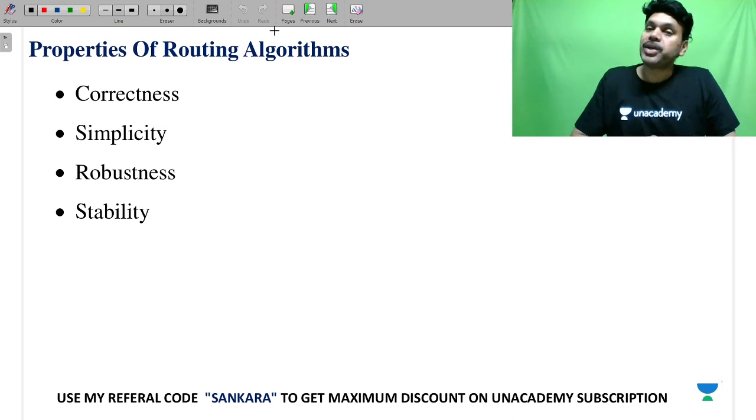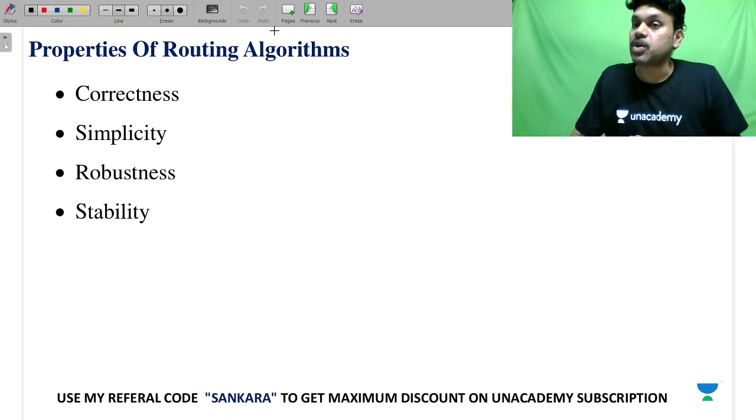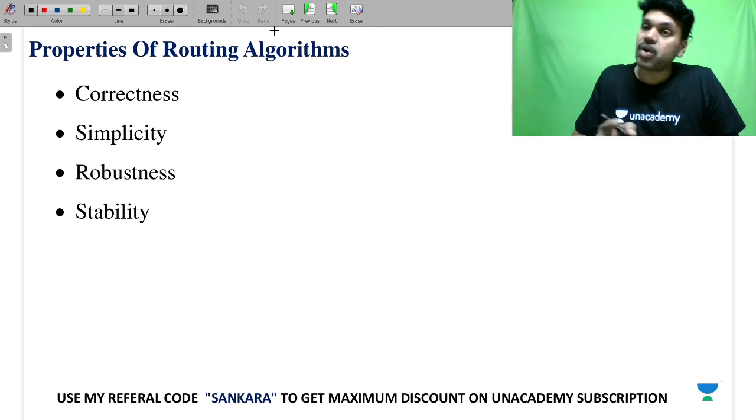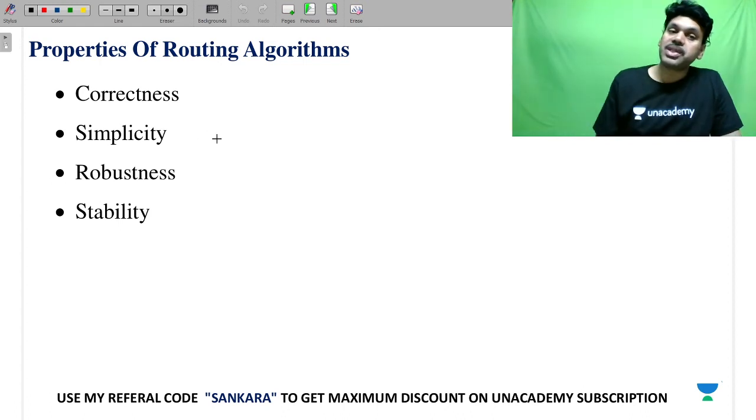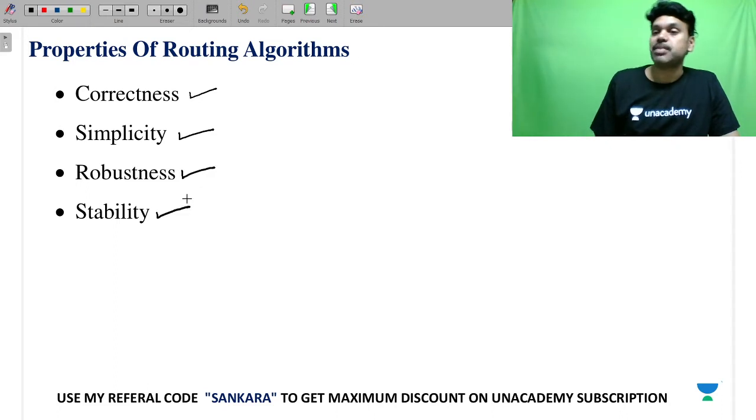And what are the properties of your routing algorithms? Because routing is done by routers, which use protocols to do routing, and protocols use routing algorithms. It is a software mechanism. It is trying to ensure shortest path, correctness, simplicity, robustness, and stability.